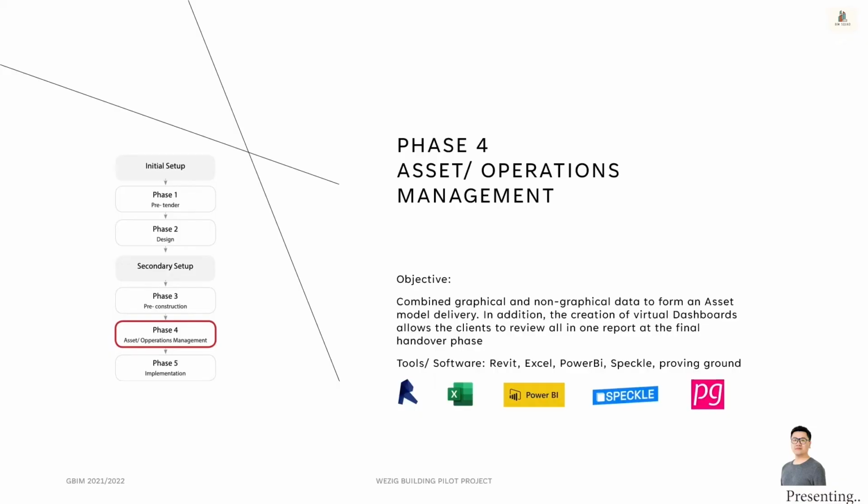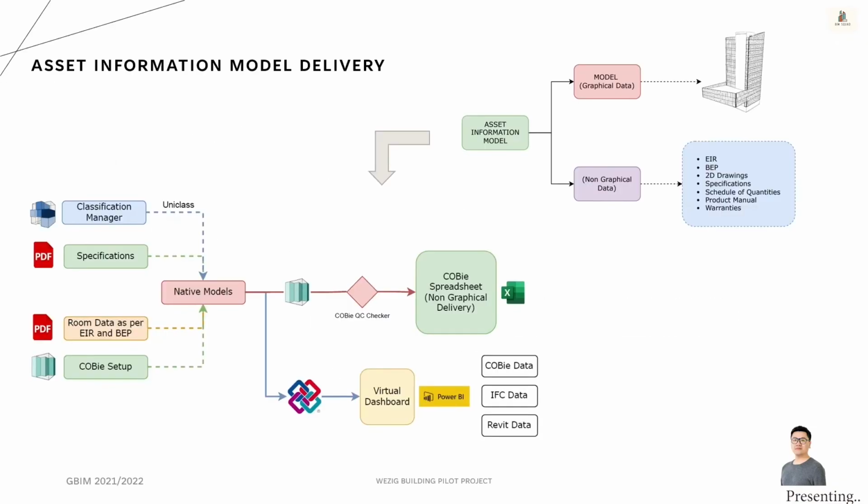Phase 4. Asset Operations Management. To make a successful handover, we will not only focus on what we are delivering at the right hand, but also thinking through how to maximize using our BIM model to support the client to navigate the information in a fast-track way. So we introduced two outputs from our model, which are our COBie spreadsheets and IFC virtual dashboards.